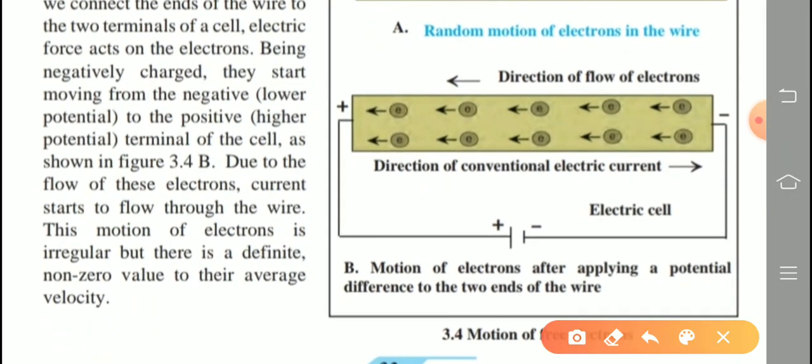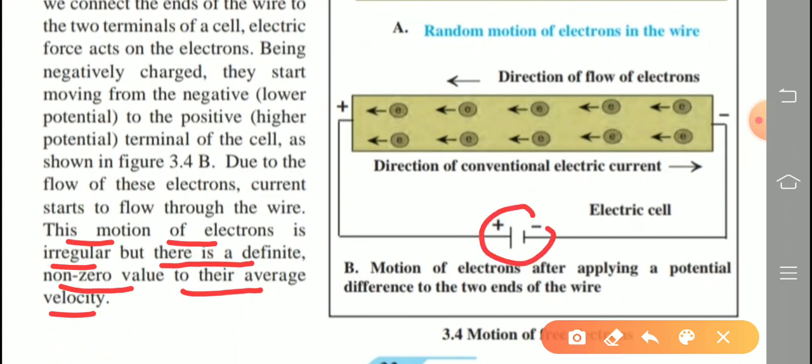This motion of electrons is irregular, but there is a definite non-zero value to their average velocity. Whether the electric current set into the metallic wire is less or more depends on the potential difference of the cell we connect. The more cells we connect, the more electric current is set in that metallic wire. All are getting?